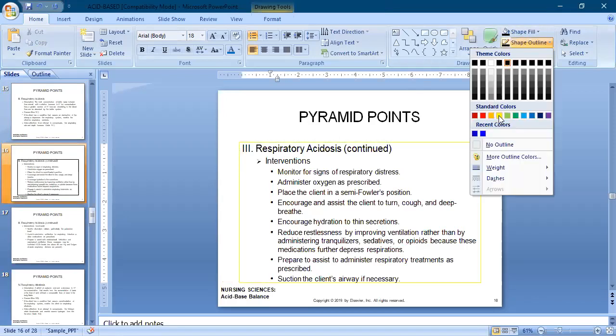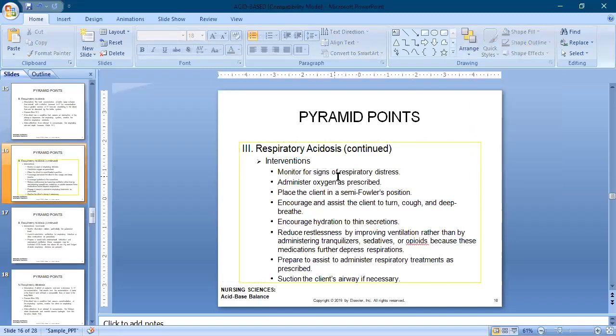As an RN, we have to monitor for signs of respiratory distress. Administer oxygen as prescribed. Place the client in a semi-Fowler position, encourage and assist the client to turn, cough, and deep breathe. Encourage hydration to thin the secretions, reduce the restlessness by improving the ventilation, prepare to assist and maintain respiratory treatment as prescribed, and also suction the client's airway if necessary.